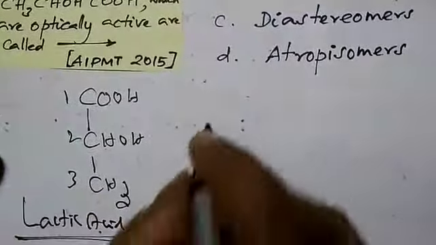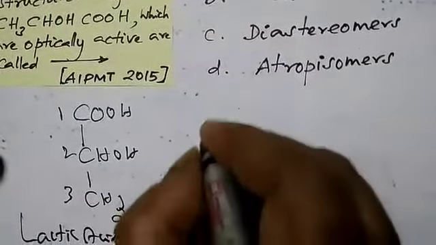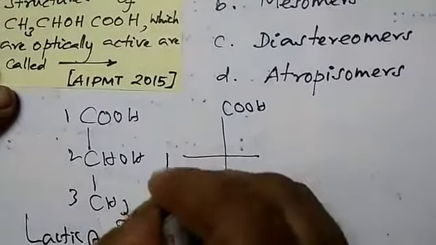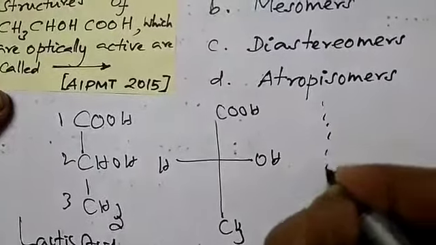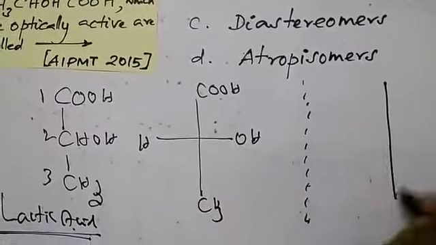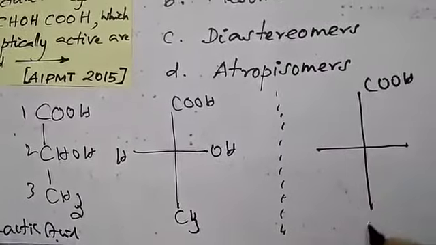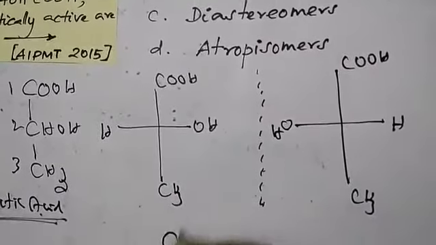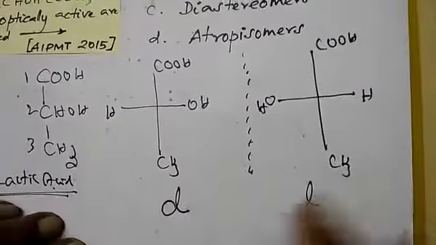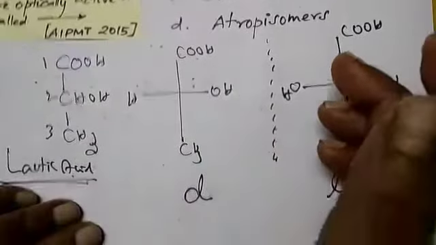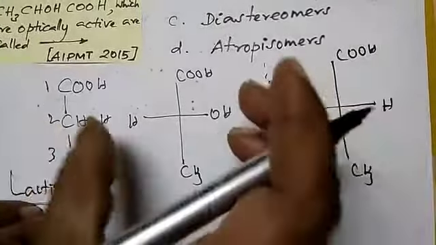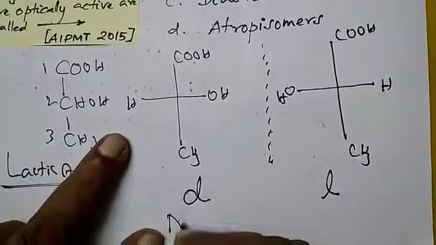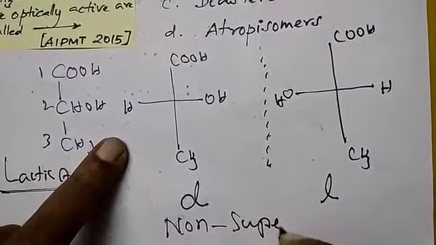So for lactic acid, I am going to give the D isomer and L isomer. Let me expand and write. This is COOH, CH3, H, OH. This is one format, and this is the mirror, and there I am putting the mirror image, COOH and CH3. You bring OH here and H here. So I am labeling D and L. Both are non-superimposable mirror images. You take it and fix it here: OH is lying on H and H on OH. So this is called a non-superimposable mirror image.